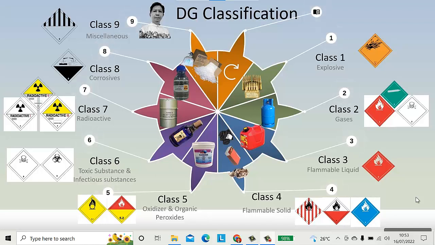So today we will learn about dangerous goods classification. As we know, dangerous goods are divided into 9 classes. How to classify each class will be explained in this lesson, and each class will be explained based on the hazard label that you can see on this slide, or on the cover. So how to classify?